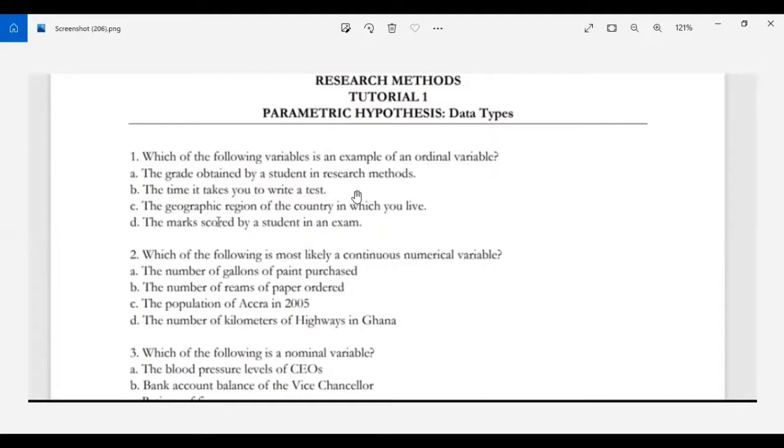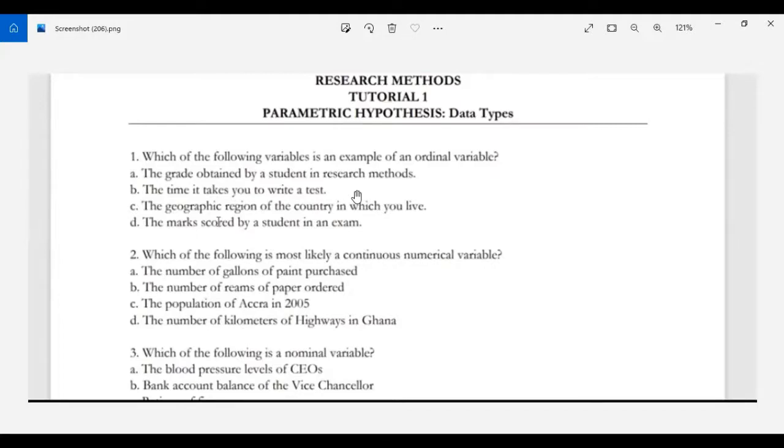Yes. All right. So we will come to the solution or the answer to the question itself. Now, which of the following variables is an example of an ordinal variable? Which of the alternatives is the correct answer here? They are asking for ordinal variable, the one that can be ordered. A, the grade, yes. So you can order. In university we have A, B plus, B, C plus, C, D plus, D, E, and F. You get it.